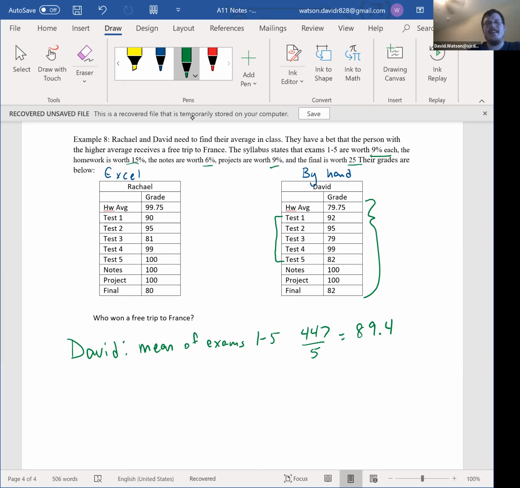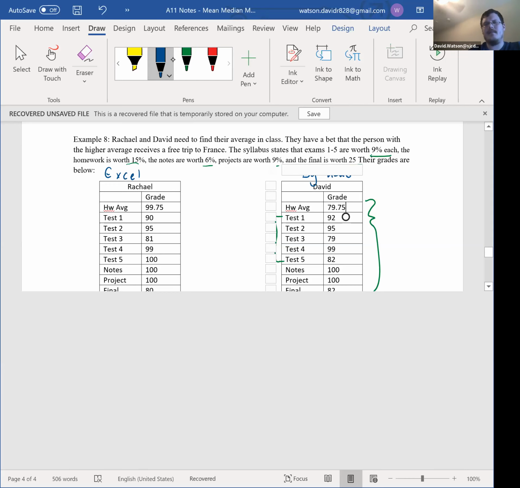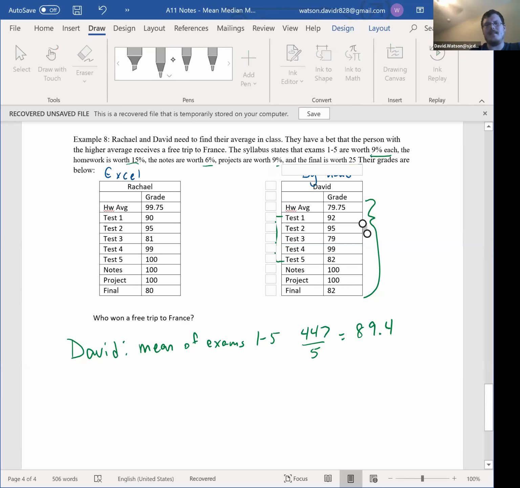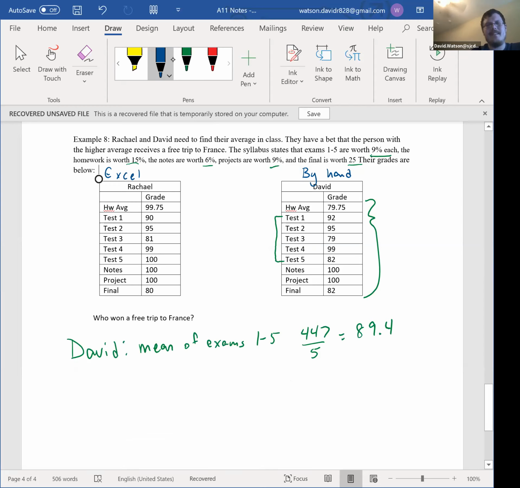All right. So that's the only one that we have to do the mean for, because all the rest of them, as you can see, are either just one number already or already averages. What is going on with my Word right now? Get out of that. Okay. All right, so we don't have to do anything else.